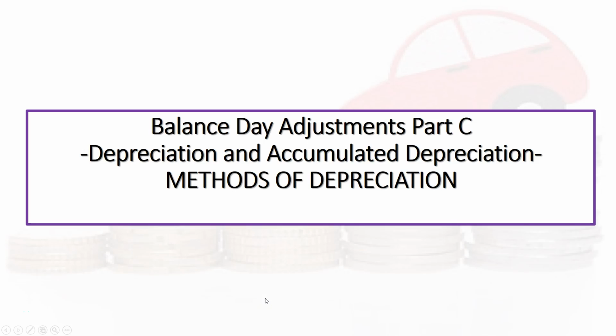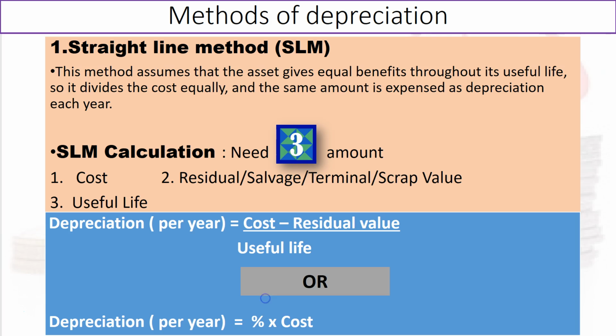Okay, welcome back, students. So after knowing what is depreciation and accumulated depreciation, followed by what is the cost of NCA, today we're going to explore methods of depreciation. There's two methods of depreciation that we need to know. The first method is called straight line method, or in short called SLM.